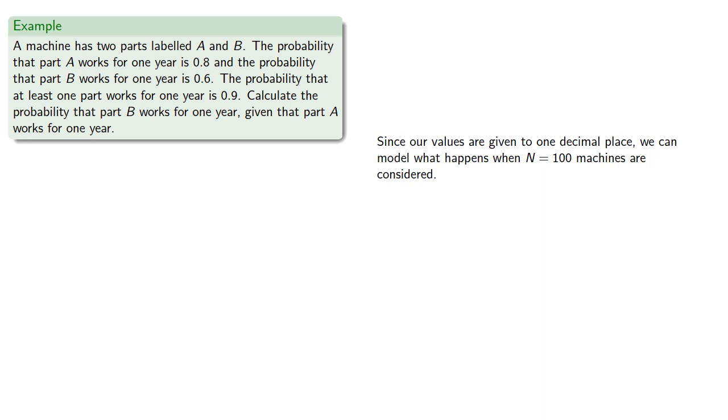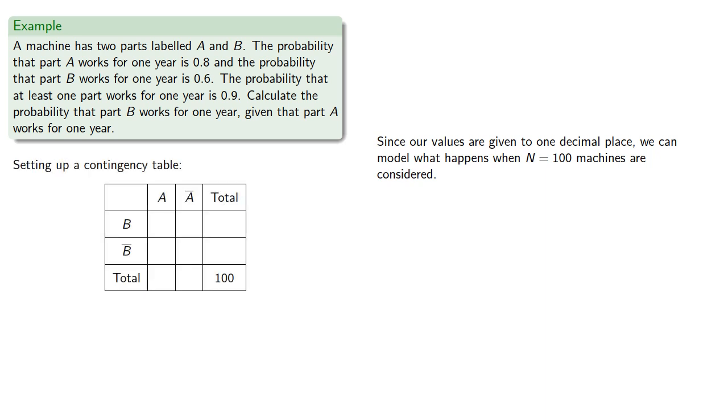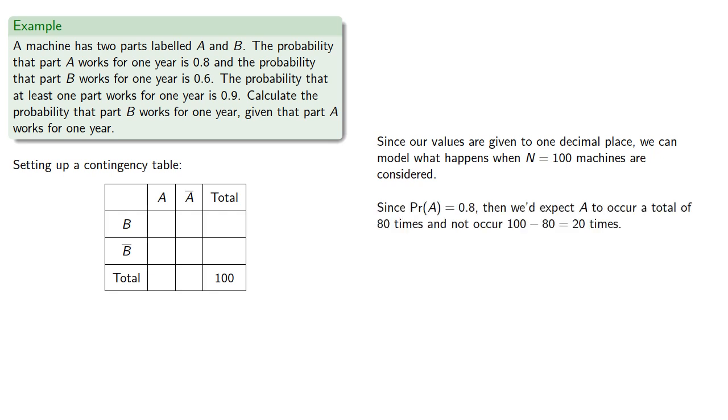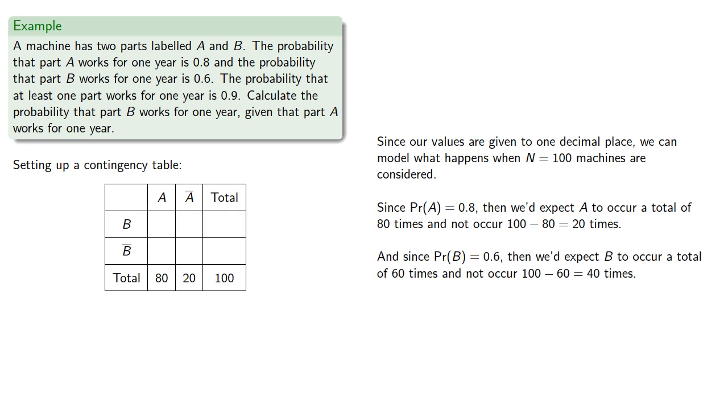So we'll set up our contingency table. A either works or it doesn't. B either works or it doesn't. The probability that A works for a year is 0.8, so we'd expect A, the event, to occur a total of 80 times and to not occur the remaining 20 times. The probability that B works for a year is 0.6, and so that tells us we'd expect B to occur about 60% of the time and to not occur the remaining 40% of the time.